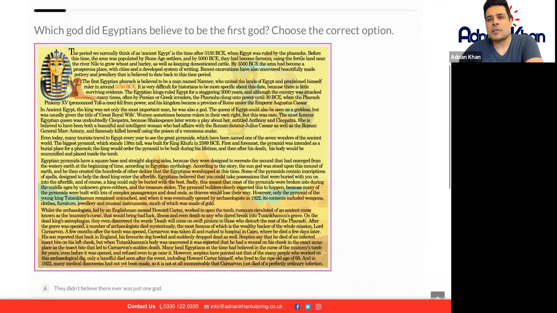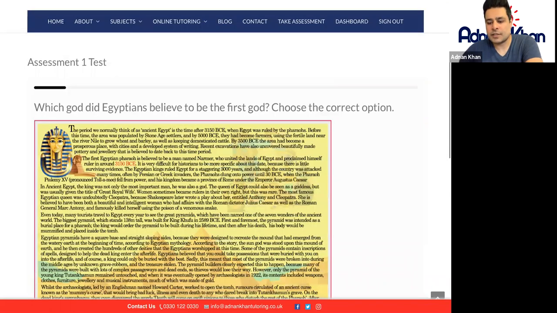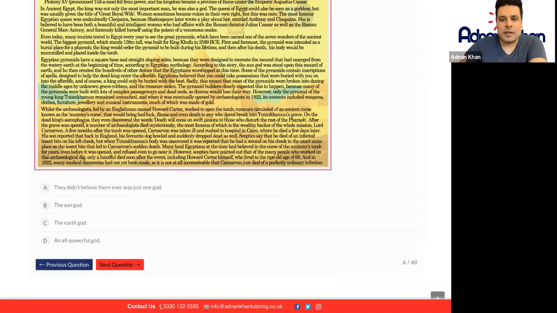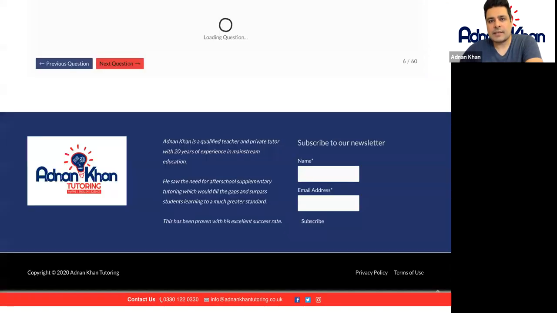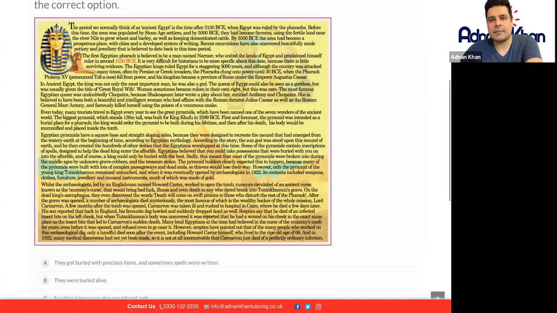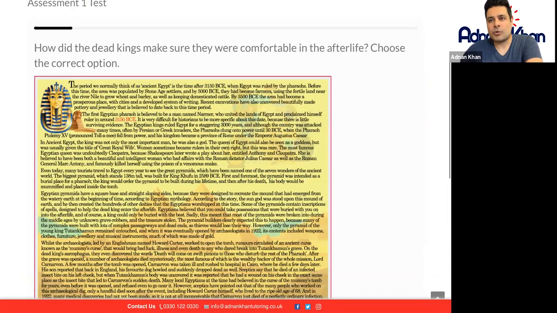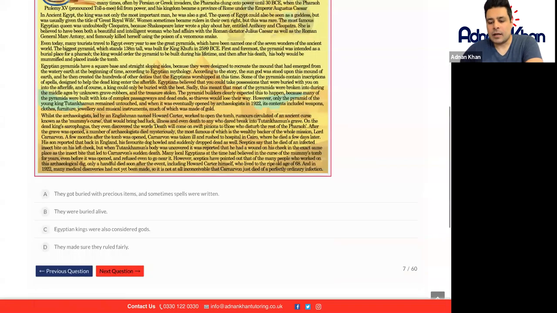Which god did Egyptians believe to be the first god, according to this particular question? Well, the first god in this case was the sun god. Okay, and let's just click that, and let's go on to question number 7. How did the dead kings make sure they were comfortable in the afterlife? And for question number 7, the correct answer is going to be they got buried with precious items, and sometimes spells were written on them. Okay, so the answer in this case is A.